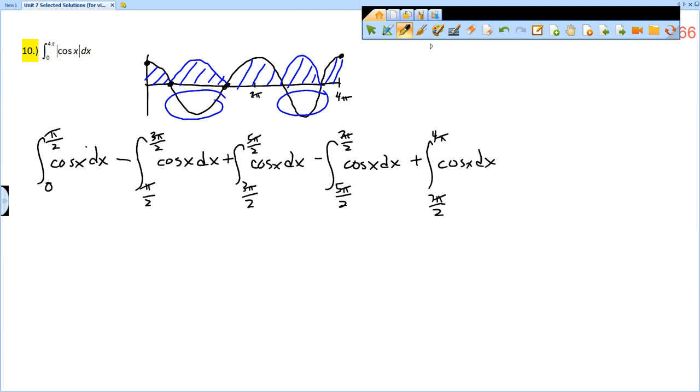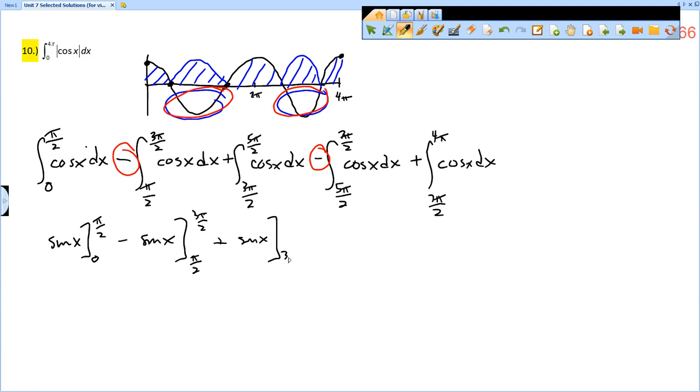So the key here is that we are subtracting the times when it would have been below the x-axis. And that's how we're going to evaluate this integral. Now, I know this seems like a lot, but really the integral is the same for all of them. The integral of cosine is just sine of x. So we evaluate sine x from 0 to pi over 2, subtract sine x from pi over 2 to 3 pi over 2, add sine x from 3 pi over 2 to 5 pi over 2, subtract sine x from 5 pi over 2 to 7 pi over 2, and add sine x from 7 pi over 2 to 4 pi.